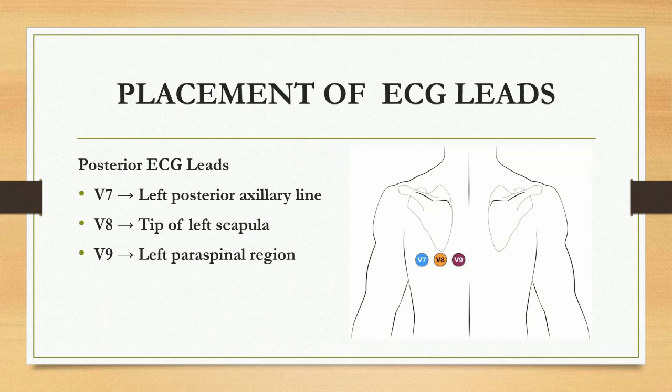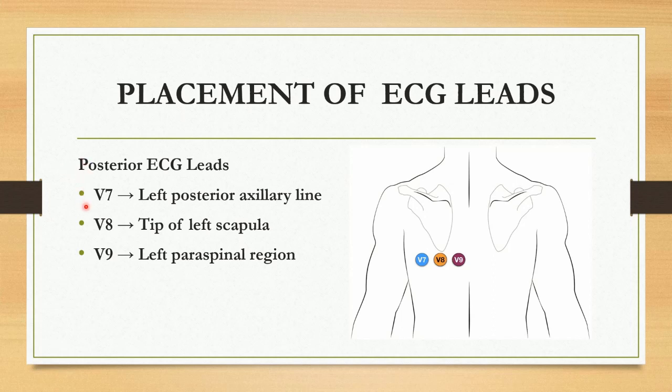Here we can see the placement of ECG leads posteriorly. First we have to take a normal ECG by keeping the leads as I explained before. Then the leads V4, V5 and V6 will be removed and attached posteriorly. The lead V4 will be relabeled as V7. The lead V5 will be relabeled as V8 and the lead V6 will be relabeled as V9.